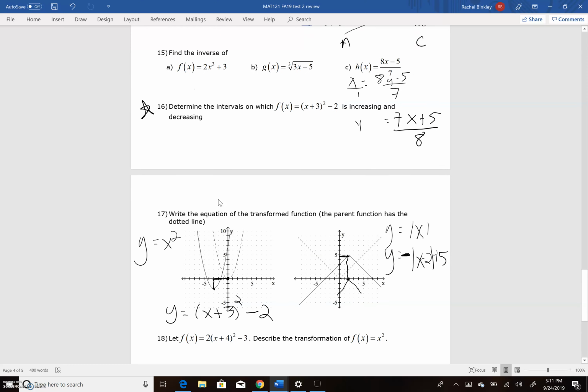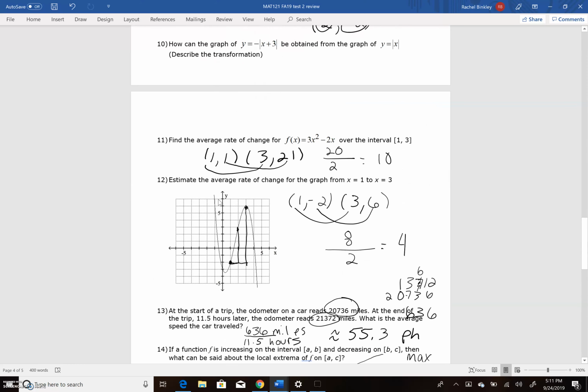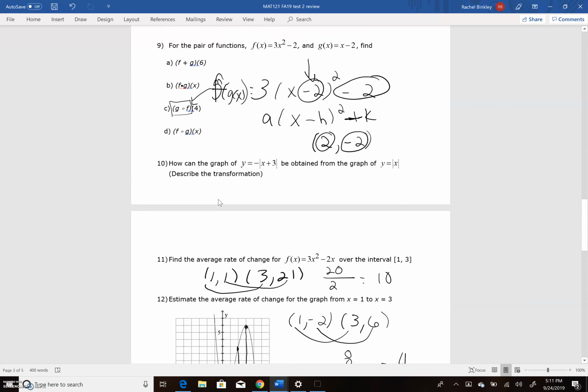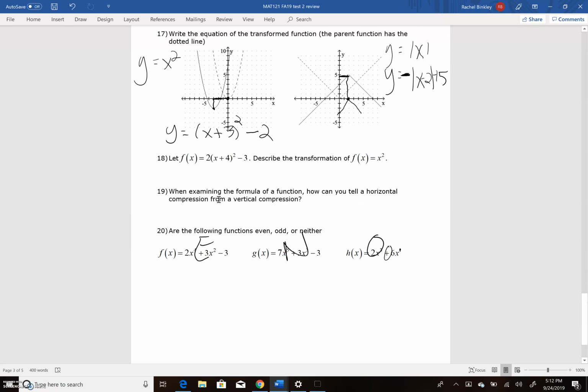Oh, and I think I missed one back. Let's go back here. How can this graph be obtained from its parent graph? So this is just going to be moved to the left 3, shifted to the left 3, and then reflected over the x axis. Okay. All right.